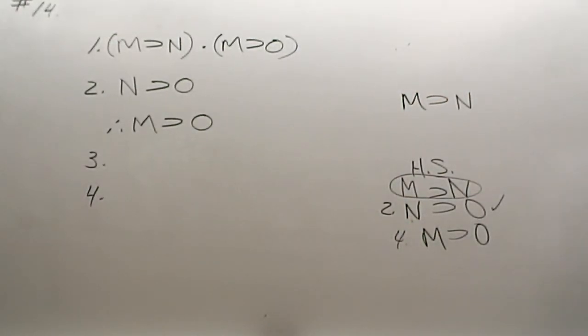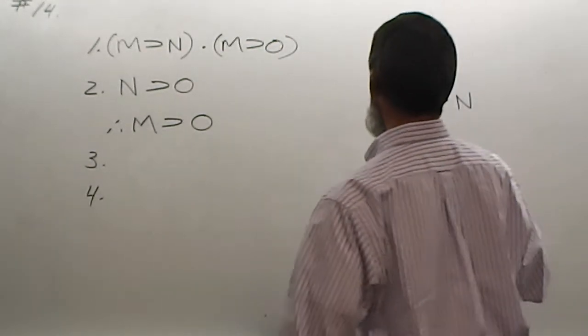Well, M horseshoe N exists in line 1. Can we extract it from line 1? Simplification. Yeah, simplification. So again, it's so important to look over your premises prior to starting the proof procedure because we said line 1 can be used for simplification, in which case we would extract M horseshoe N. So that's the way it's going down.